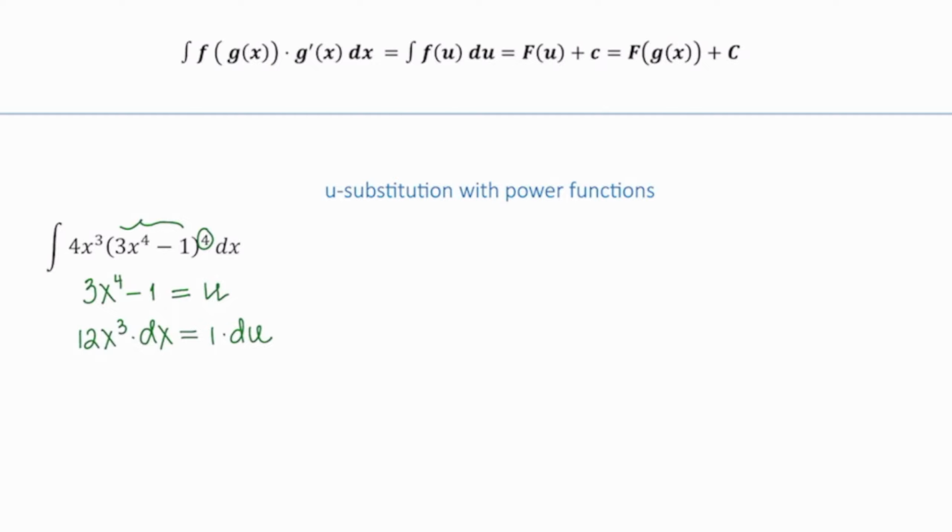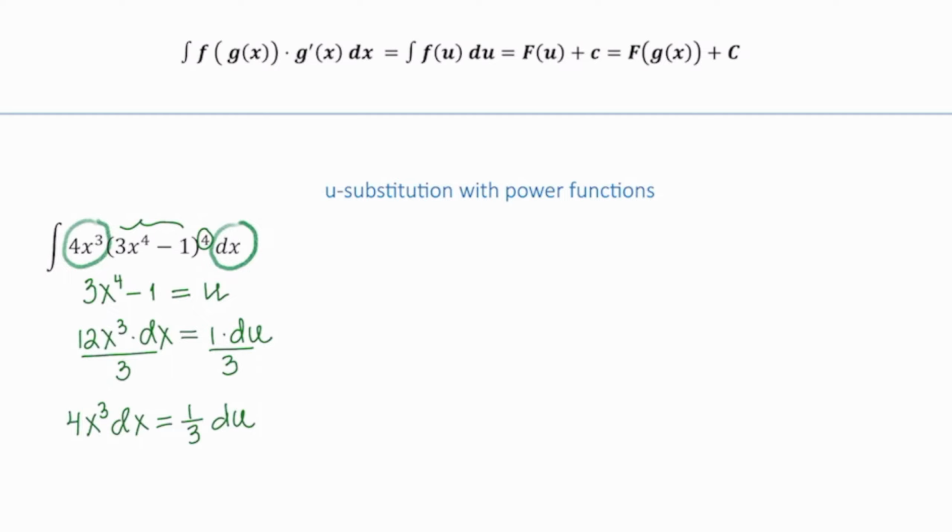But we need to convert everything that we have in our integrand in terms of u only. So what am I going to do here? I'm going to divide each side of this equation by 3. You'll see why. Now I have 4x cubed dx on the left, and on the right I have 1/3 du. Okay, why am I doing this? Because now I can substitute everything in terms of u. So let's go ahead and do that.